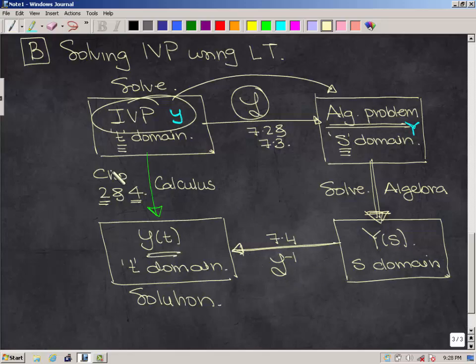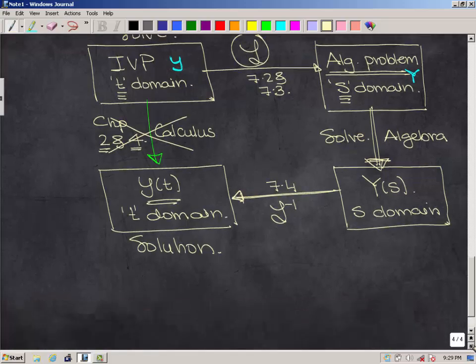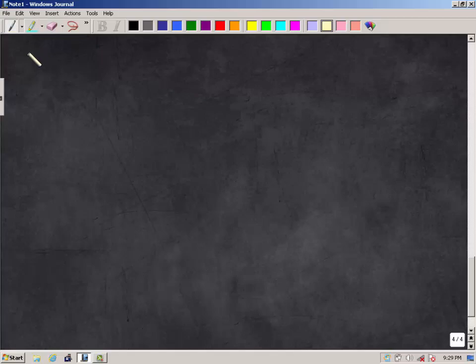So we are avoiding this whole step of calculus. We're doing all algebra here. That's the reason why a lot of the engineers and other physicists and things like that prefer Laplace transforms, because it avoids all the calculus and all the math, basically all the heavy math. Now that we know what we're going to do, let's take a look at an example and see how it works.